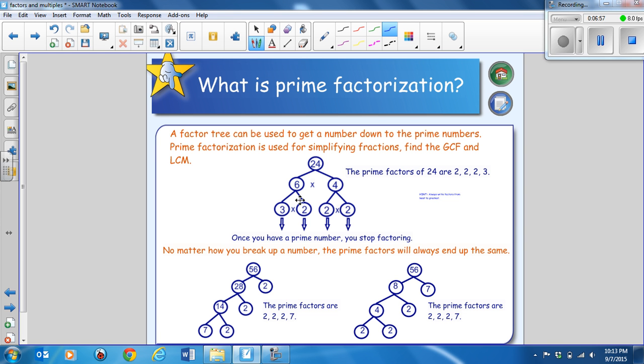So this bottom part here equals 24. Notice the middle part, 6 times 4 also equals 24. So we know we have factored this properly because each level equals 24 and we're down to our prime numbers.